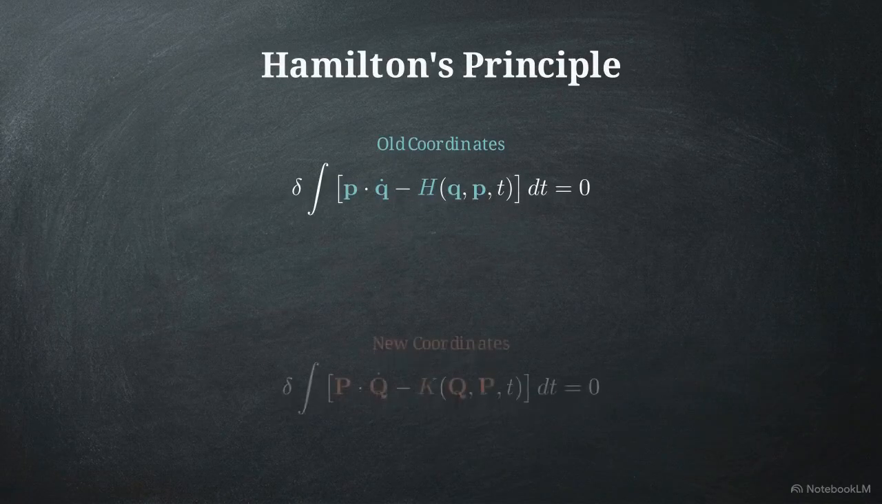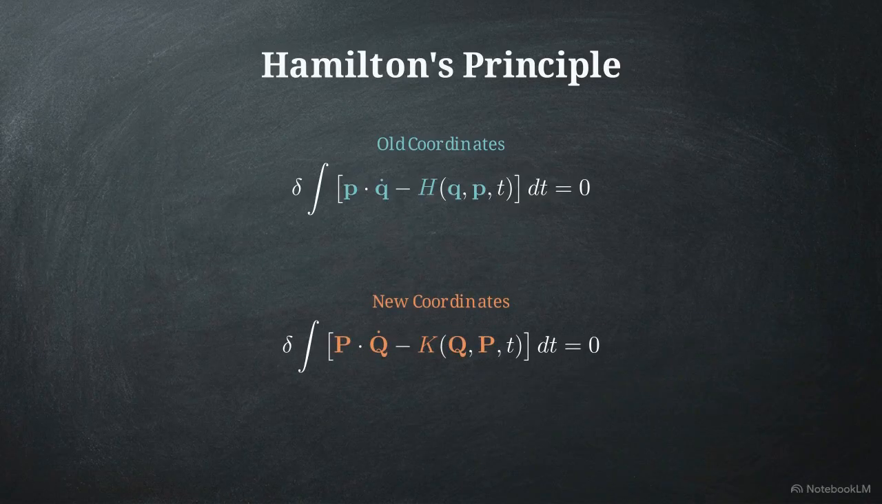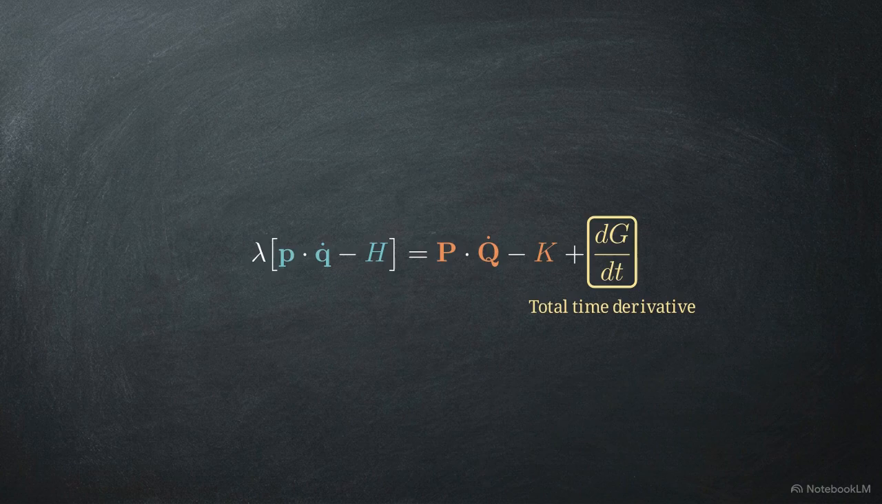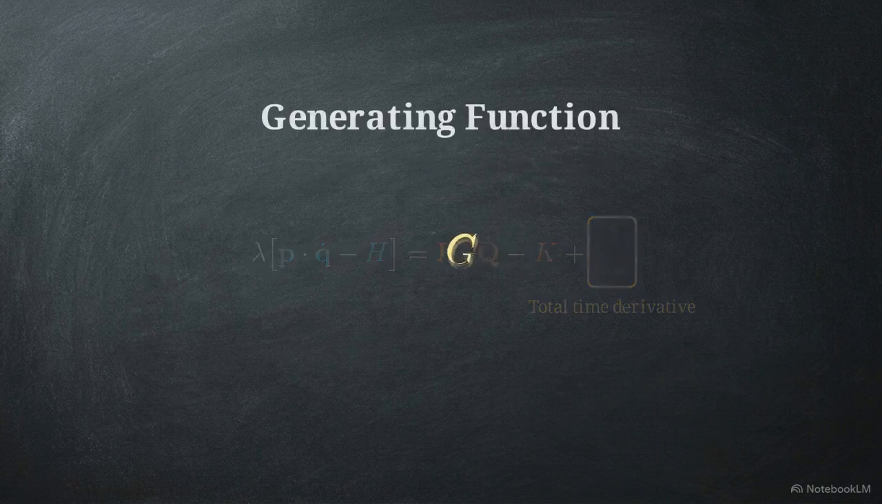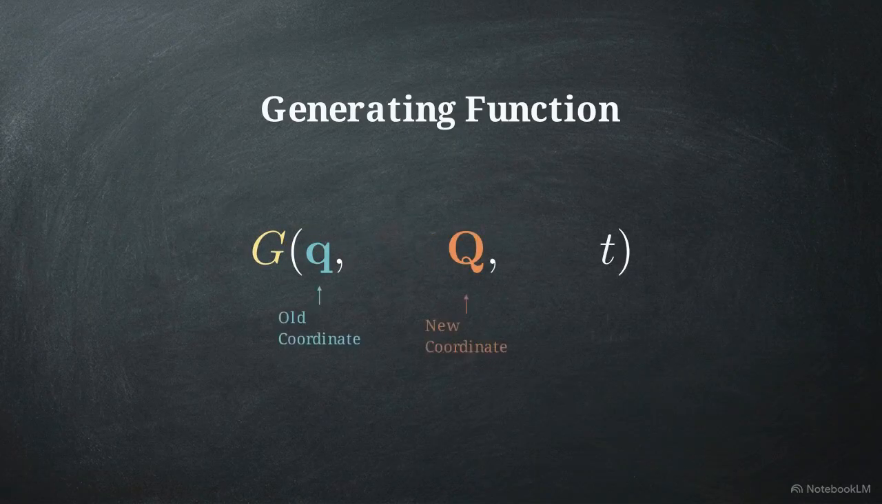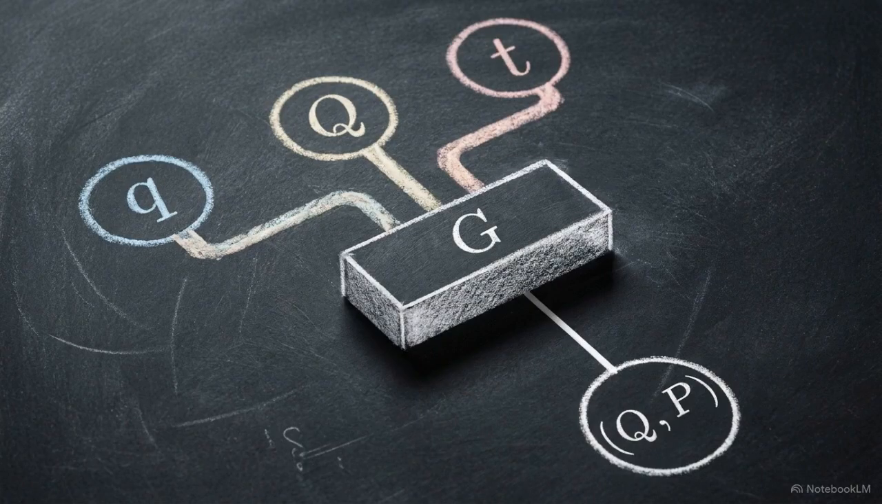For a transformation to hold, the action integral for both the old and new coordinates must be stationary. Variational calculus allows these two integrals to be linked if their underlying functions differ by the total time derivative of an arbitrary function. We define this arbitrary function, G, as the generating function. To function correctly, G must be a function of exactly one old coordinate, one new coordinate, and time. By providing a mix of coordinates to this framework, we can automatically derive a perfectly legal canonical system.